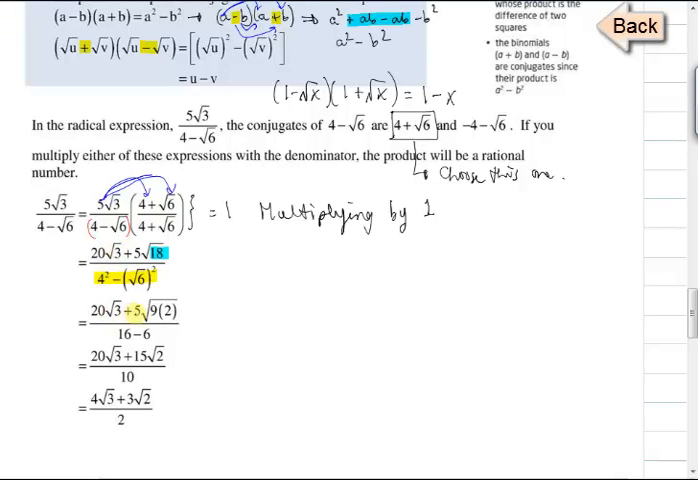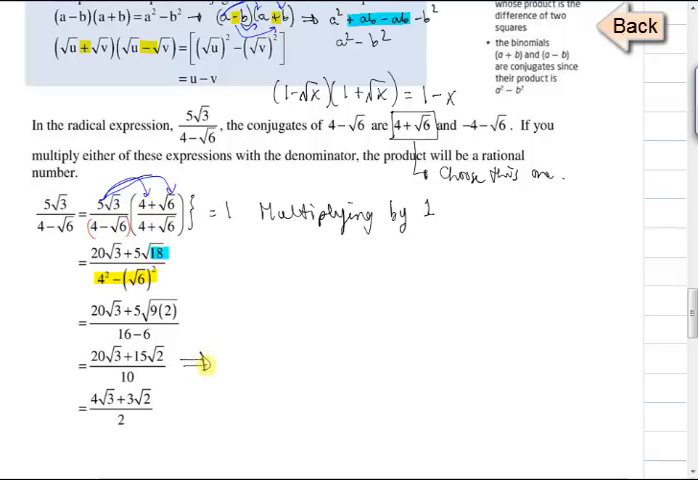So 20 root 3 plus 5. The 18 we're going to rewrite as 9 times 2. We can square root the 9, we get 3, take the 3 out of the radical sign, times the 5, we get 15, and we're left with 15 root 2. So now in the numerator we have 20 root 3 plus 15 root 2. In the denominator, let's finish this up. 4 squared is 16, minus root 6 squared is 6. 16 minus 6 is 10.